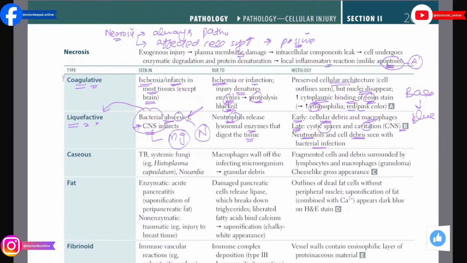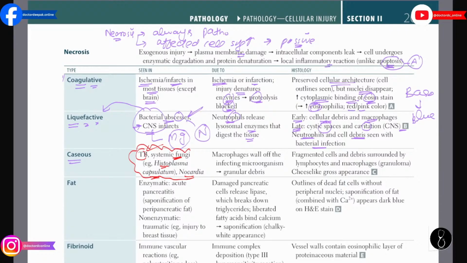Now let's take an example of caseous necrosis. First of all, how can they ask you a question about caseous necrosis? The first question they can ask is to give examples, or pick the answer in which you can see caseous necrosis. Caseous necrosis is going to be seen in TB. It is going to be seen in systemic fungal infections like Histoplasma capsulatum. Then it can also be seen with Nocardia. So these are the infections in which you get caseous necrosis.